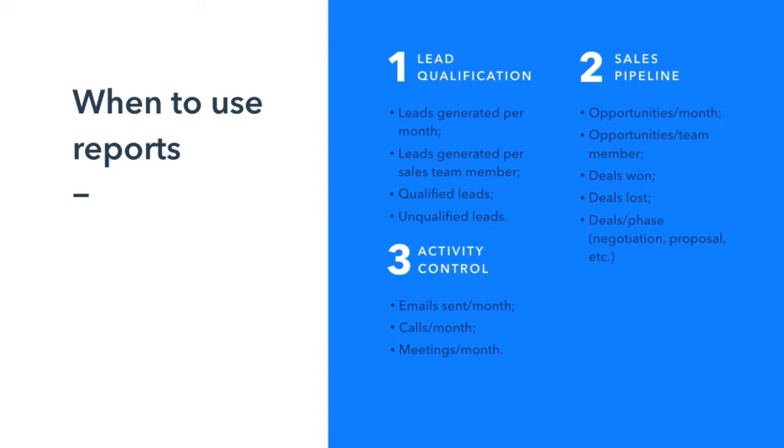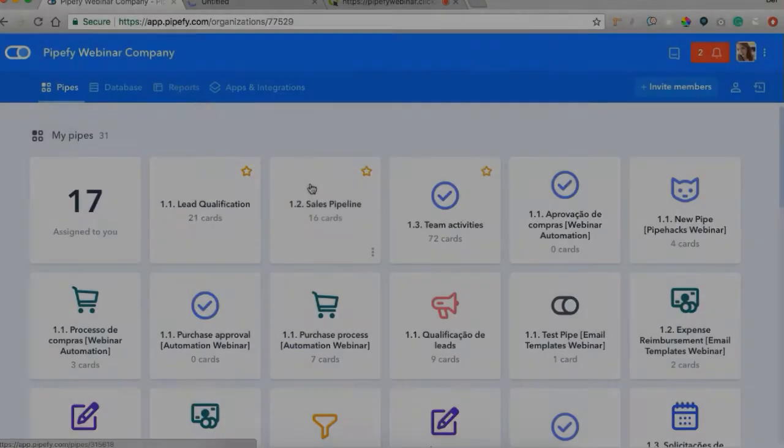And to wrap things up, we have the activity control pipe, in which we can see how many emails were sent per month, how many meetings were held per month, and how many calls were made per month. We also made reports to see the total of activities divided by sales rep.